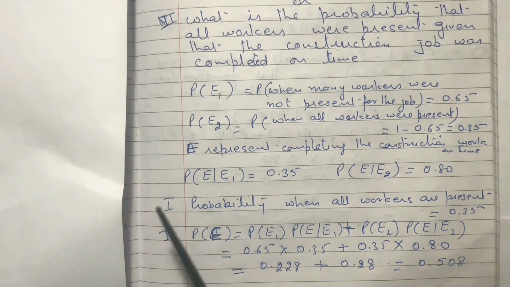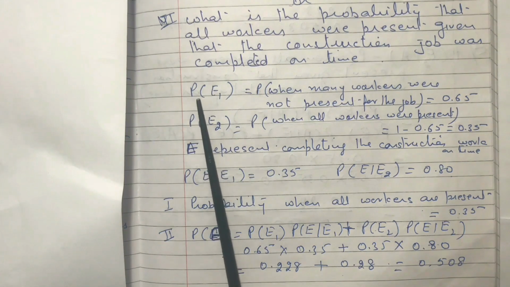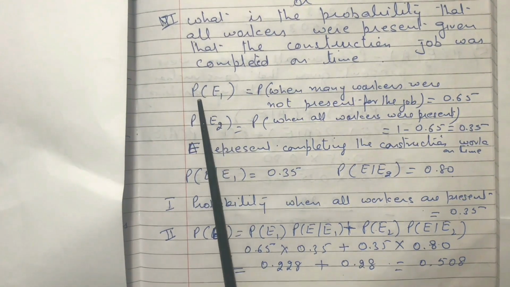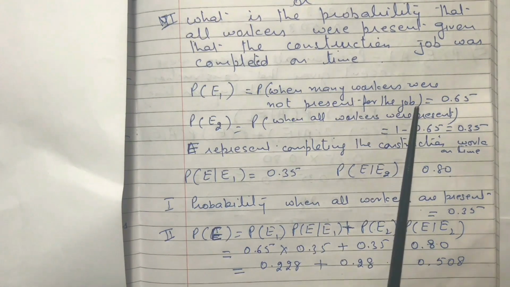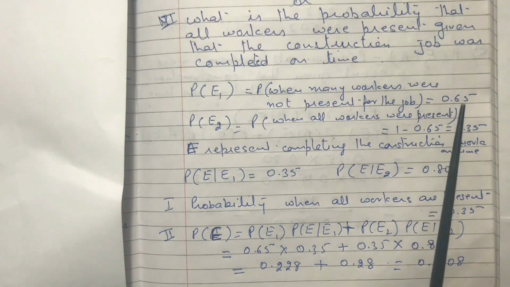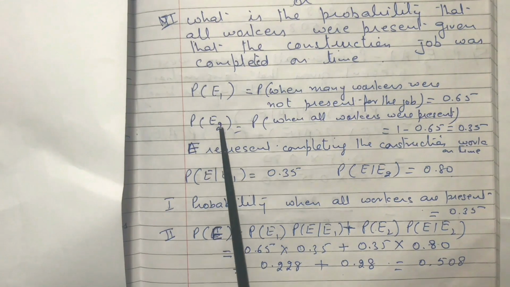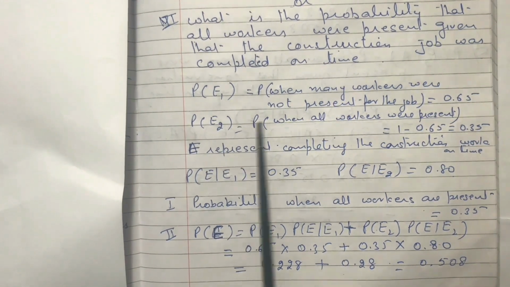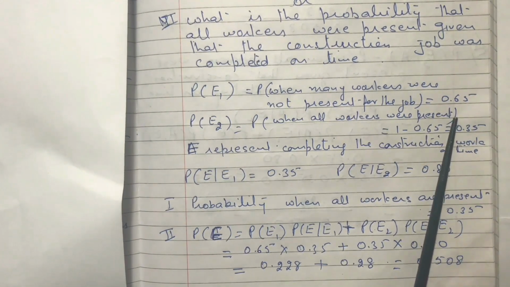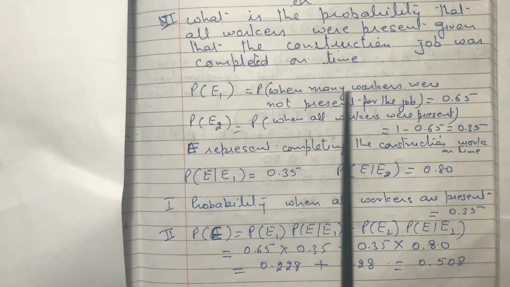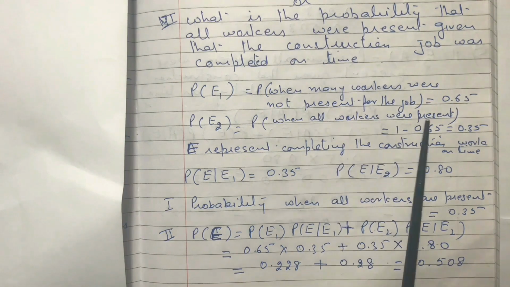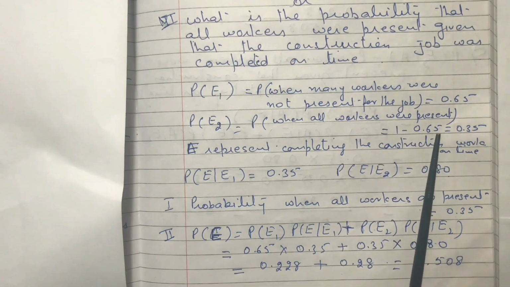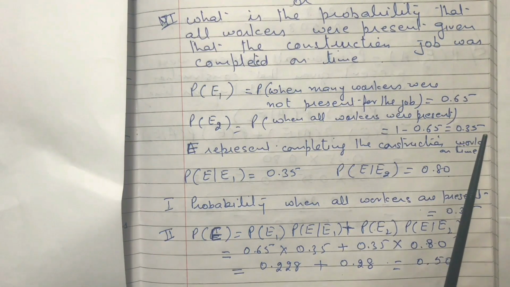Now this is an application of Bayes' theorem, so here we will first find the probability of E1. Probability of E1 means probability when many workers were not present for the job, that is given to you as 0.65. Probability of E2 means probability when all workers were present. When many workers were not present, that is equal to 0.65. When all workers were present, 1 minus 0.65, that will come out to be 0.35.